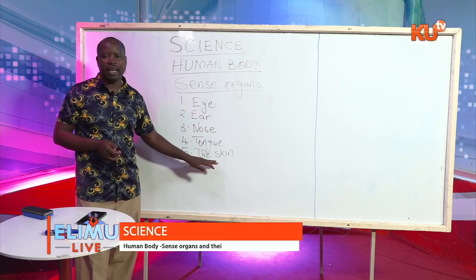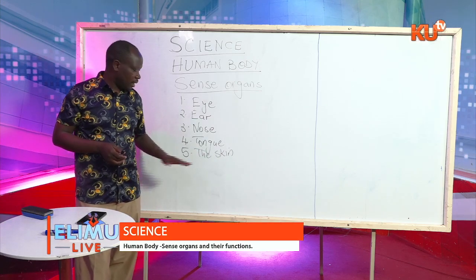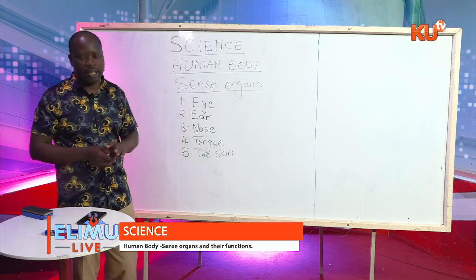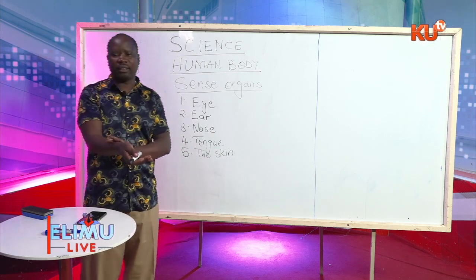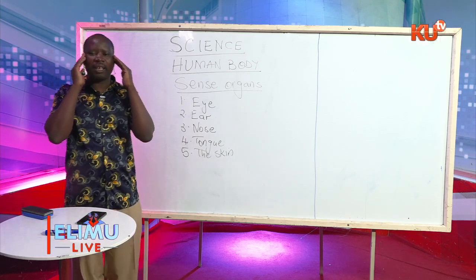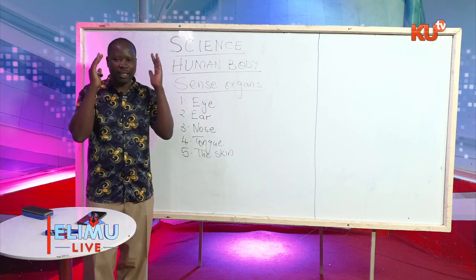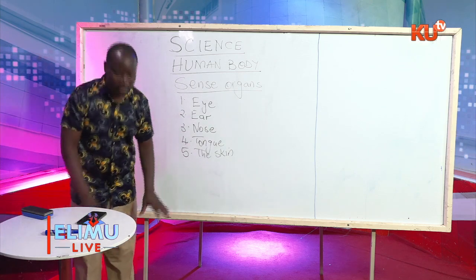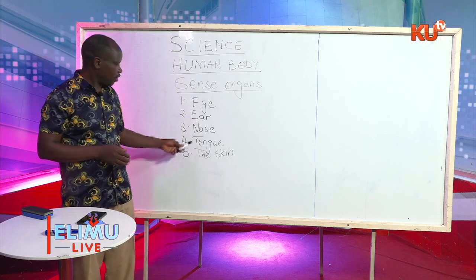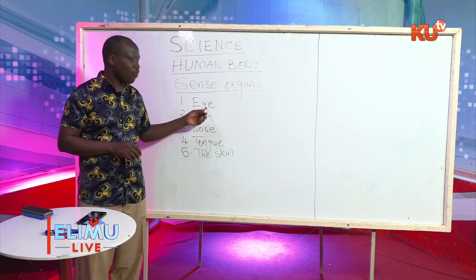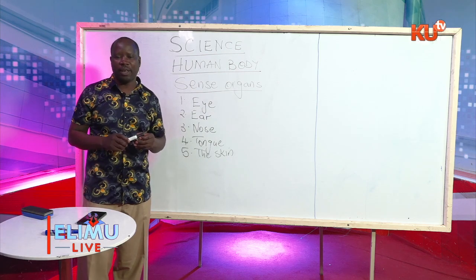Then the last one is the skin. The skin is what covers the whole of our body. If I check on my hands, this is my skin. If I look at my head, my cheeks, my face, it's covered by the skin. All round, if I look at my legs, it's covered by the skin. So that is the number of the sense organs and each of them that we have.